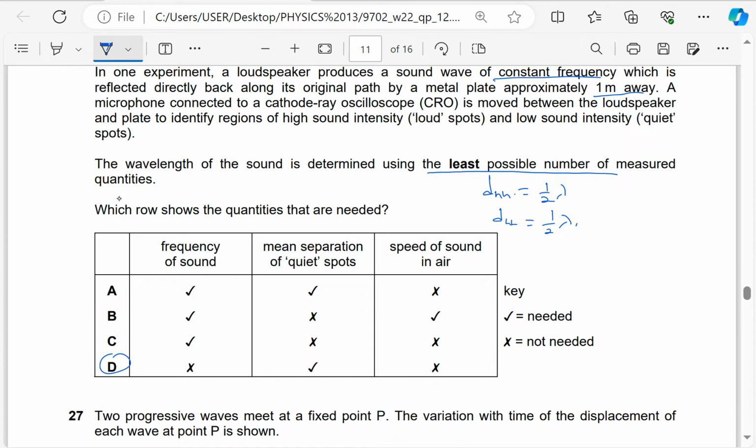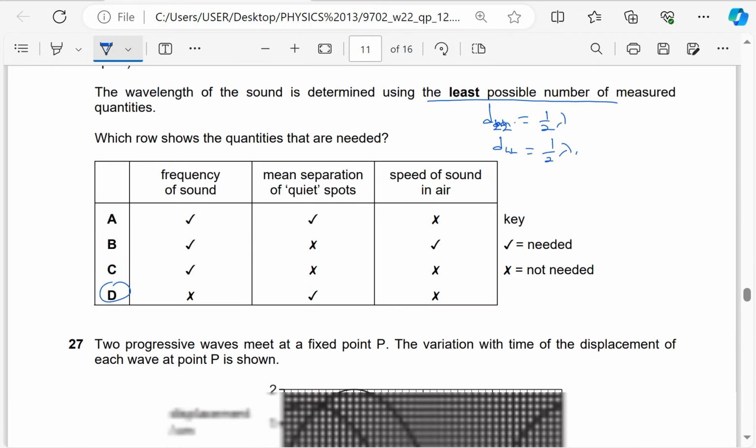Half of wavelength is distance between the highest points, the loudest points, or distance between points of low sound or the quiet points. So I'll use Q for quiet and then L for loud. So the answer is D.